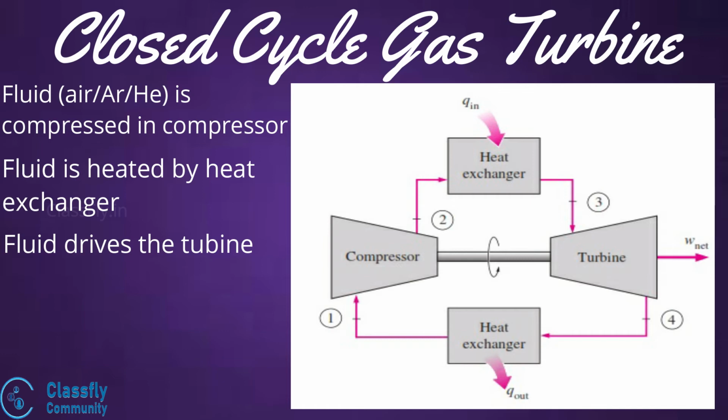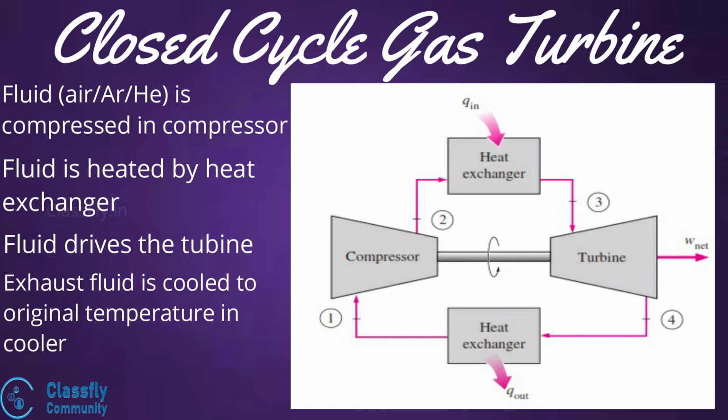Unlike the open cycle turbines, the fluid from the turbine is then passed to a cooler where it is cooled to its original temperature using a cooling source. The same fluid is then passed to the compressor for the next cycle. Since the same working fluid is circulated again and again, this type of turbine is called as the closed cycle gas turbine.